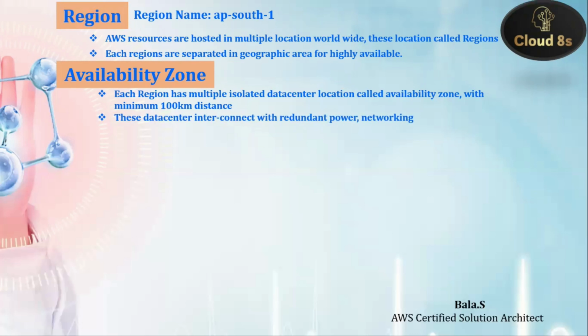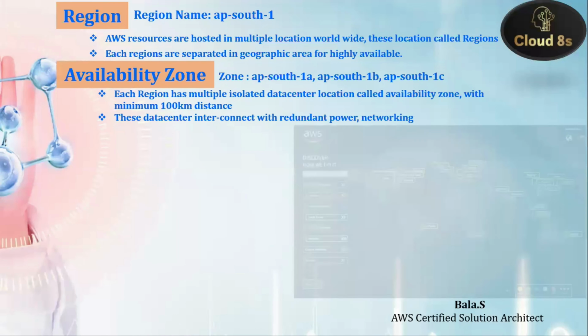Those availability zones are interconnected within the region, so that we can connect our resources, and the power and networking redundancy is very fast. I have taken some availability zones under AP South. Here you can see AP South 1A, South 1B and South 1C. These are all availability zones. Basically, we can call each one a data center, and each data center has separate hardware resources.